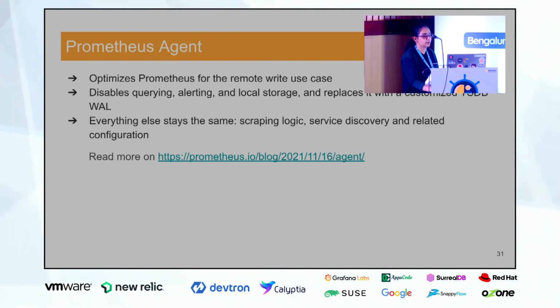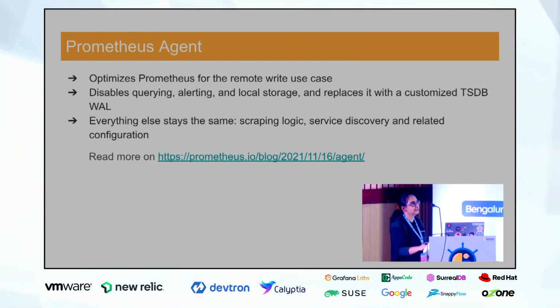Okay, so the next is Prometheus Agent. This is one of the new features in Prometheus, available from 2.32 if I am not wrong. It is optimized for the RemoteWrite use case. For example, for edge use cases, you can use the agent, which will consume less memory because it disables querying, alerting, and local storage, and replaces everything with a customized TSDB WAL as well. Everything else stays the same, like scraping logic, discovery, and all other configs. But this is for people who don't want to use Prometheus for querying, but just to collect the metrics and send them to a different system.